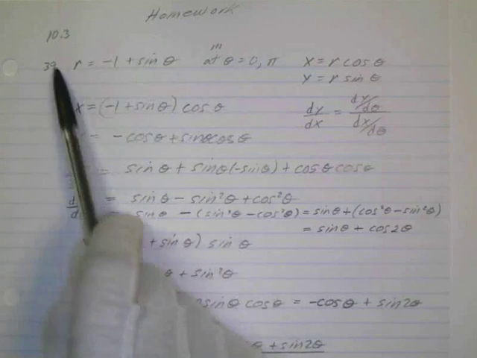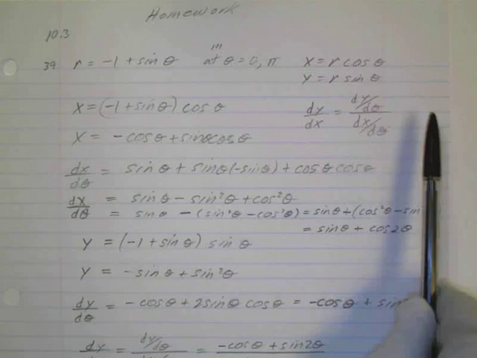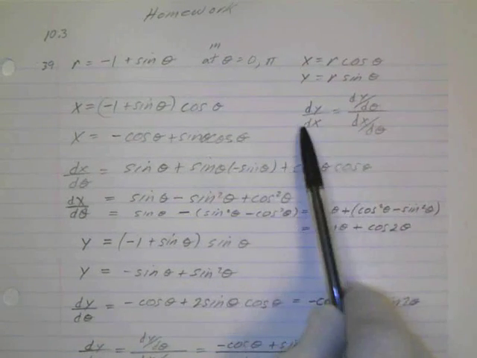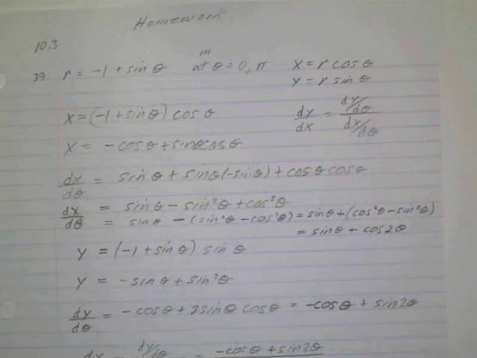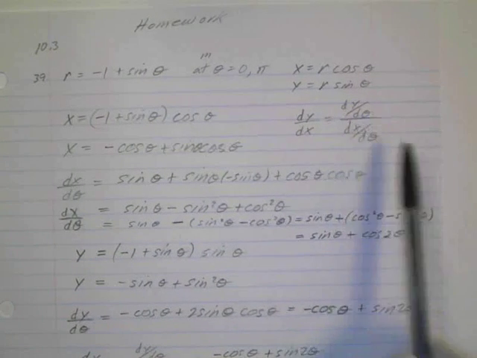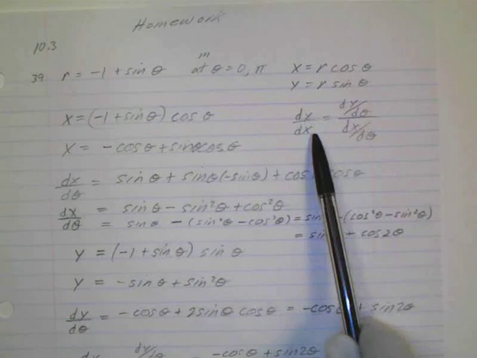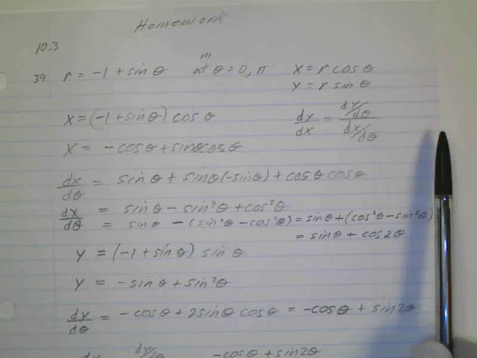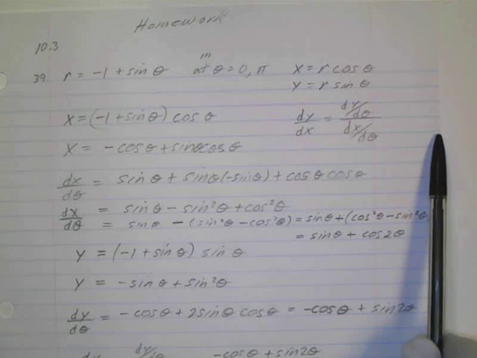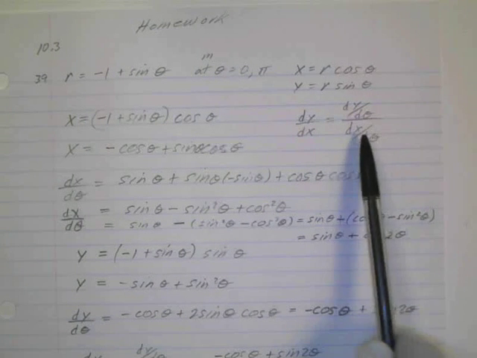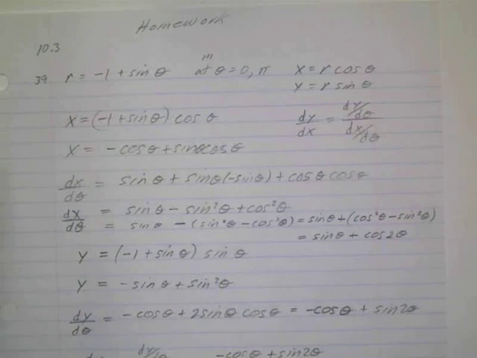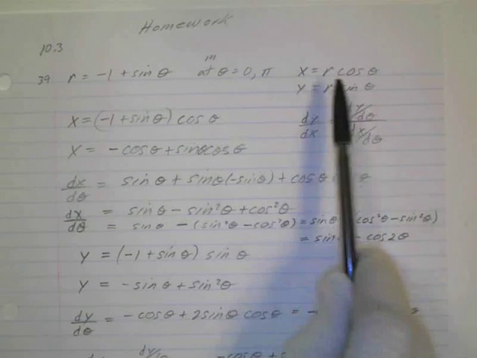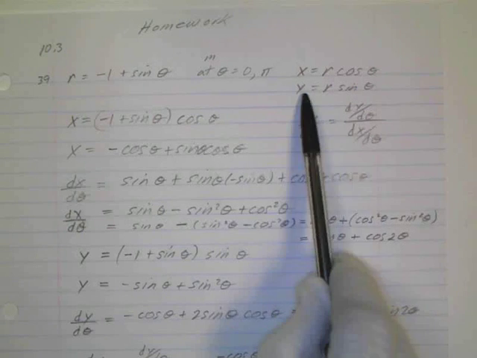Now the slope, remember, is just going to be dy/dx, and that's going to be dy/d theta over dx/d theta. That's from our polar coordinate definition of the slope. And the slope's usually just dy/dx. So we have to figure out what dy/d theta is and dx/d theta. So we have to change this and put this in terms of x. So we have our conversion over here. x equals r cosine of theta, y equals r sine of theta.